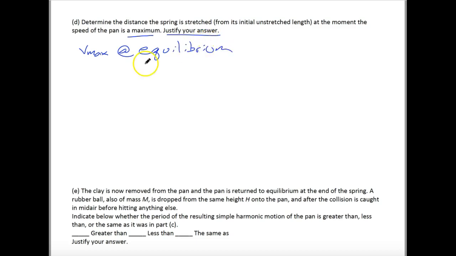Equilibrium is where the sum of your forces is equal to 0. So the sum of the forces is equal to 0. That is where a, acceleration, is equal to 0. Your kinetic energy is equal to a maximum. Any of those things you could say. So the second thing that we need to do here is recognize that there's a new equilibrium point. So this was one point. The next point is there is a new equilibrium point.